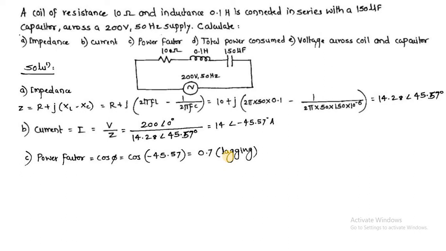The average power P consumed by an RLC series circuit is equal to what? The formula is VI cos phi. So the power P is equal to VI cos phi. Here we are taking the magnitude of all parameters. So V magnitude is 200, I magnitude is 14, and cos phi is coming 0.7. So the value of the total power is 1960 watt. As it is a power, the unit is watt.